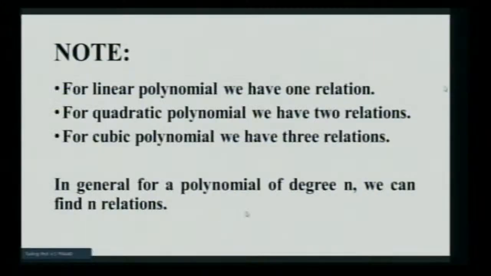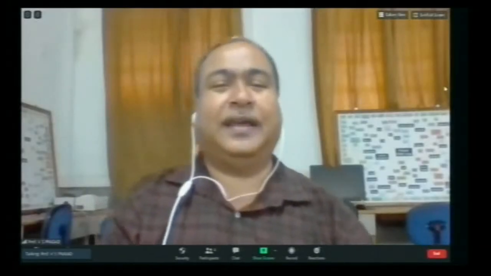Alpha plus beta plus gamma is equal to something, alpha into beta into gamma is equal to something, and alpha beta plus beta gamma plus gamma alpha is equal to something. These are the three relations we are going to get. And in general, for a polynomial of degree n, we can find n different relations. So these are the ideas about relations between zeros and coefficients of a given polynomial.